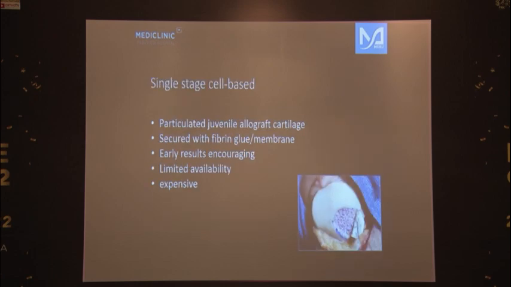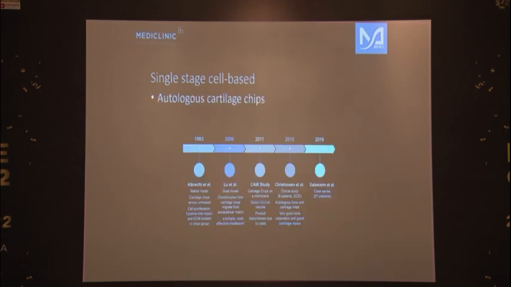So then the single-stage cell-based techniques. This is one option predominantly in the US. This is particulate juvenile morselized cartilage. I don't think it's available outside the US, actually, because of very, very small volumes. So I've got no personal experience of this, but this is just something to mention as an option that it is available, but mainly in the US. Very, very expensive, over $20,000 for one implant, but very limited availability.